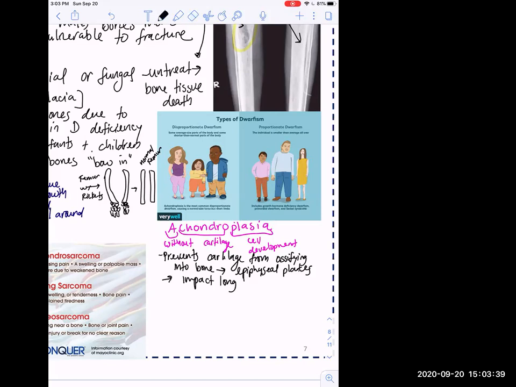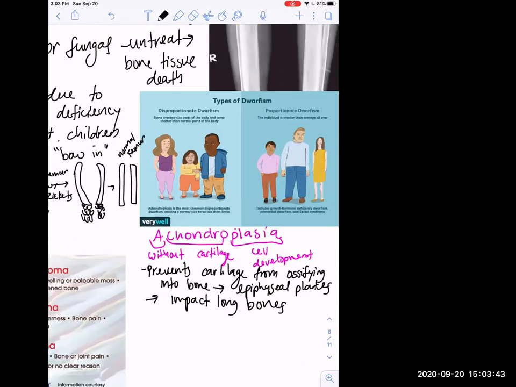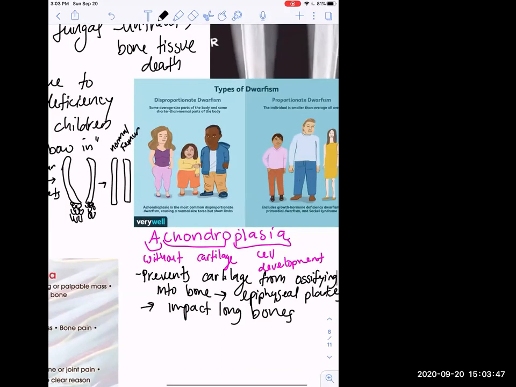If you look at this diagram here, it kind of explains that. People with achondroplasia are what we call disproportionate dwarfisms, because some parts of the body, like the head and the torso, are normal in size. The bone development was fine, but you'll notice that they have some shorter than normal parts of the body, usually arms and legs, because those are made of long bones.